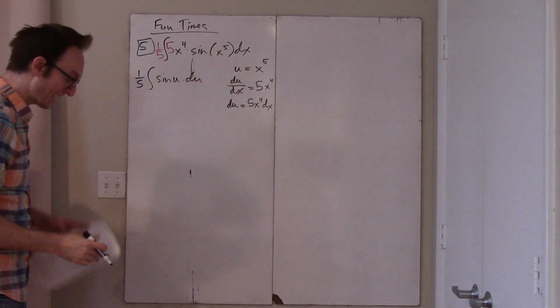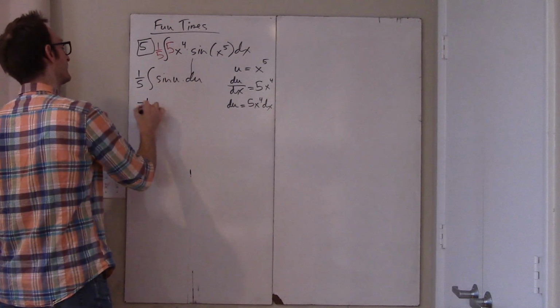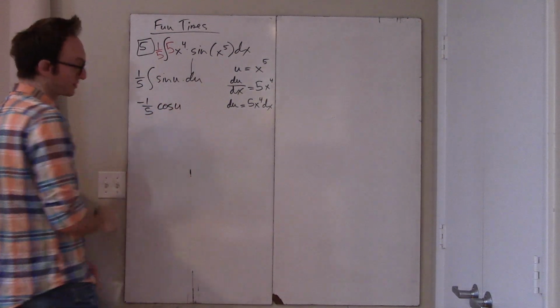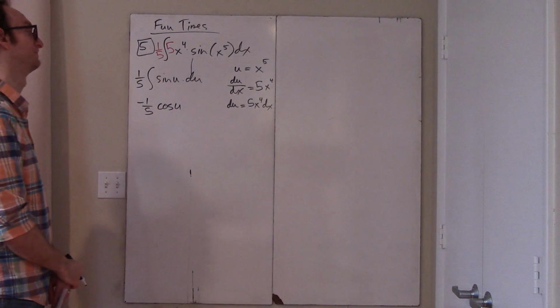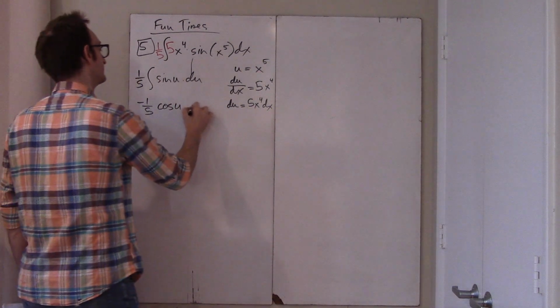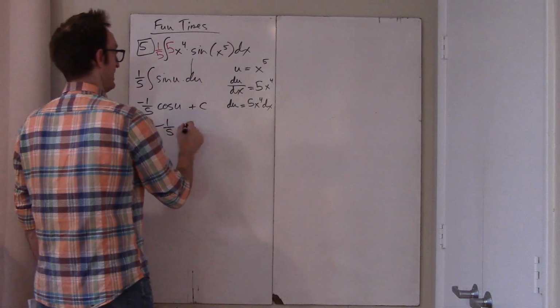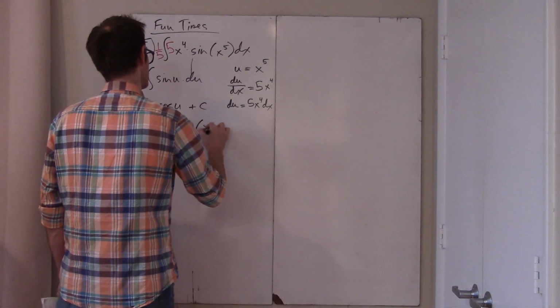What's the derivative of sine u? Negative cosine. Because the derivative of negative cosine is sine plus c. And so this is negative 1/5 cosine of x to the 5th.